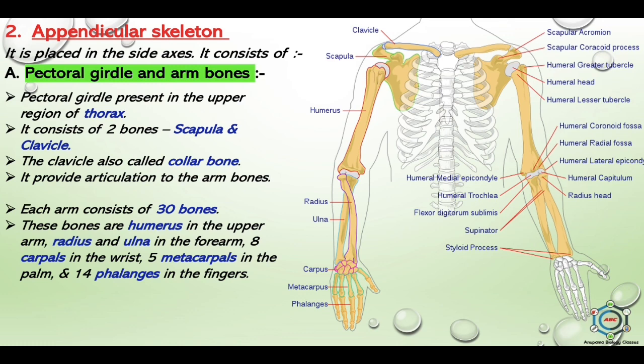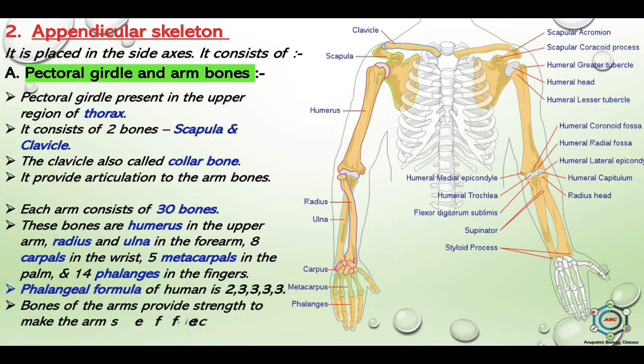These bones are humerus, radius, ulna, metacarpus, carpals, and phalanges. So, humerus in the upper arm. In the picture, you can see after that the radius and ulna, which are present in the forearm. Then the carpals, which are 8, present in the wrist, 5 metacarpals in the palms, and the 14 phalanges in the fingers. Phalangeal formula for the human is 2 3 3 3 3, and the bones of the arm provide strength to make the arm effective in working.